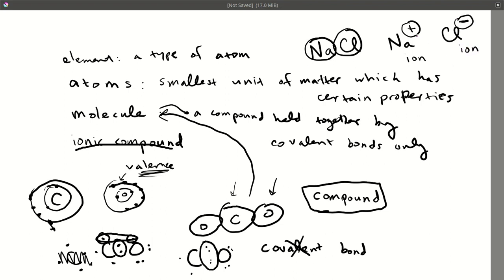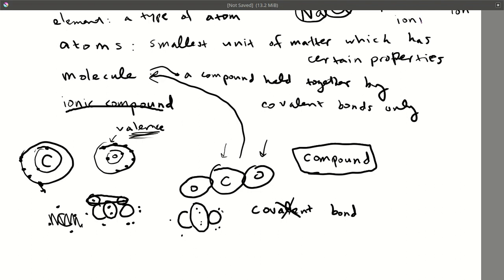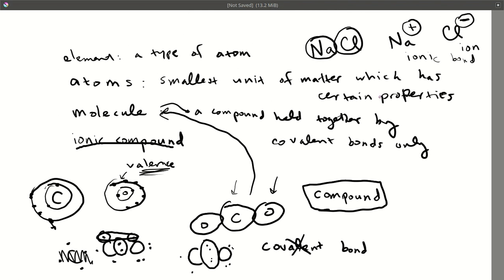So the positive ions are attracted to negative ions. Positive and negative charges attract. So the ionic bond is just the attraction between the positive ion and the negative ion. That is the ionic bond. The attraction between the positive ion and the negative ion. That's the ionic bond. Okay? So those things are ionic compounds. Sodium and chlorine, they make an ionic compound.